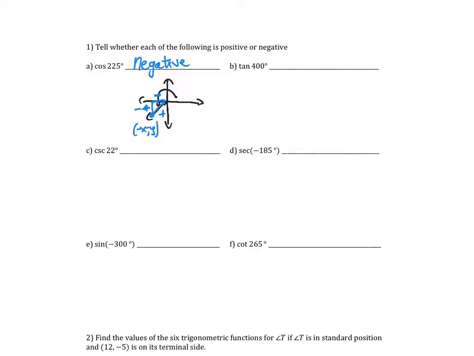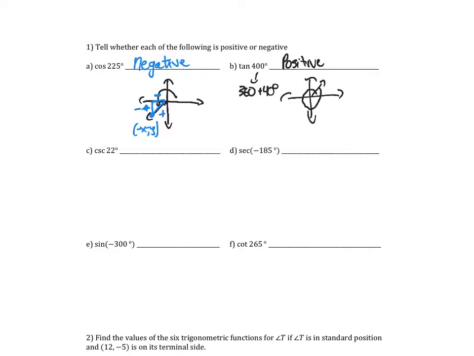So tangent of 400. First thing I would do is figure out where's 400. What quadrant is 400 in? 400 is a little bit more than 360. It's 40 degrees more. 400, right, is 360 plus 40. So I went once around the circle and then 40 degrees more. I'm in quadrant 1. We know tangent in quadrant 1 must be positive.